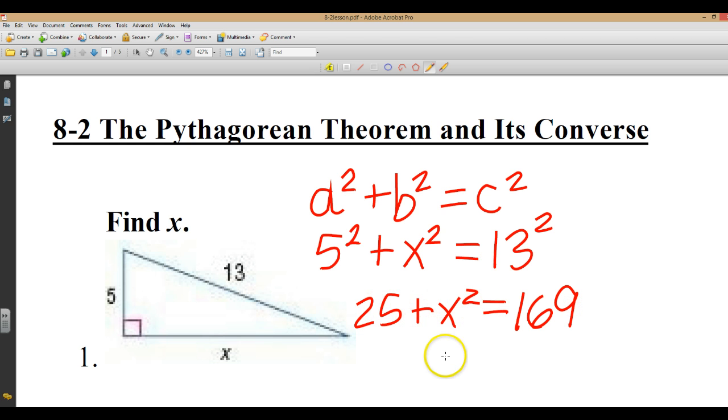We would subtract 25 from both sides and get x squared is equal to 144, and take the square root of 144. We only want the positive square root, so x is equal to 12.